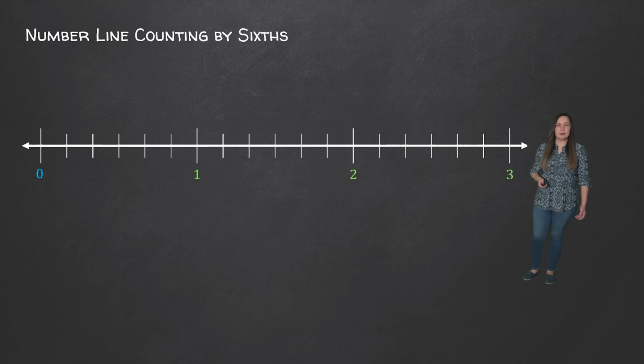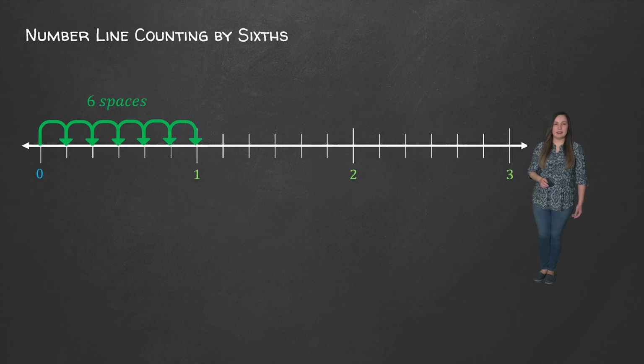And notice that in between 0 and 1, we have 1, 2, 3, 4, 5, 6 spaces. In between 1 and 2, we also have 6 spaces. And in between 2 and 3, we also have 6 spaces. That means that it takes 6 out of 6 spaces to make a whole. So, because we need 6 spaces to make a whole, that means we're going to count up by sixths.